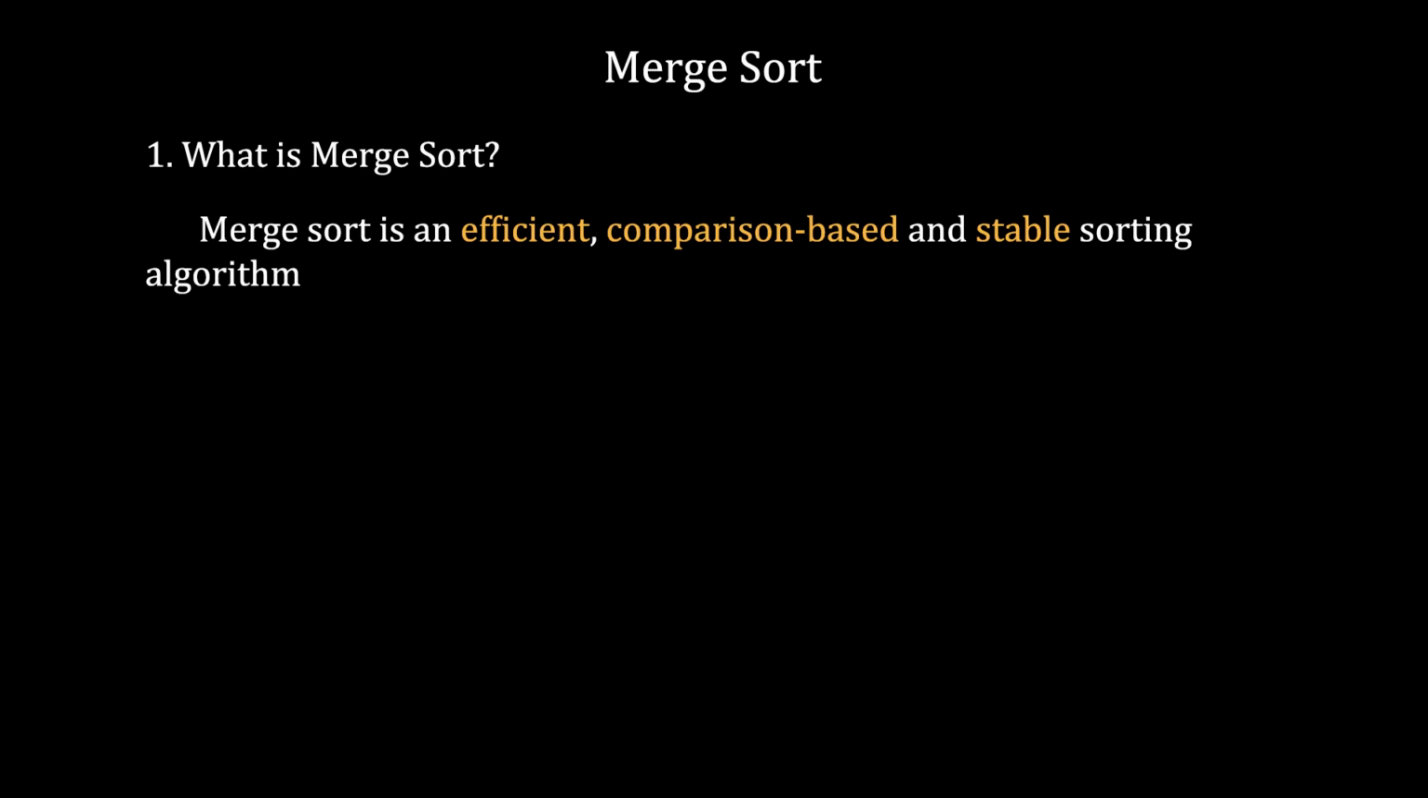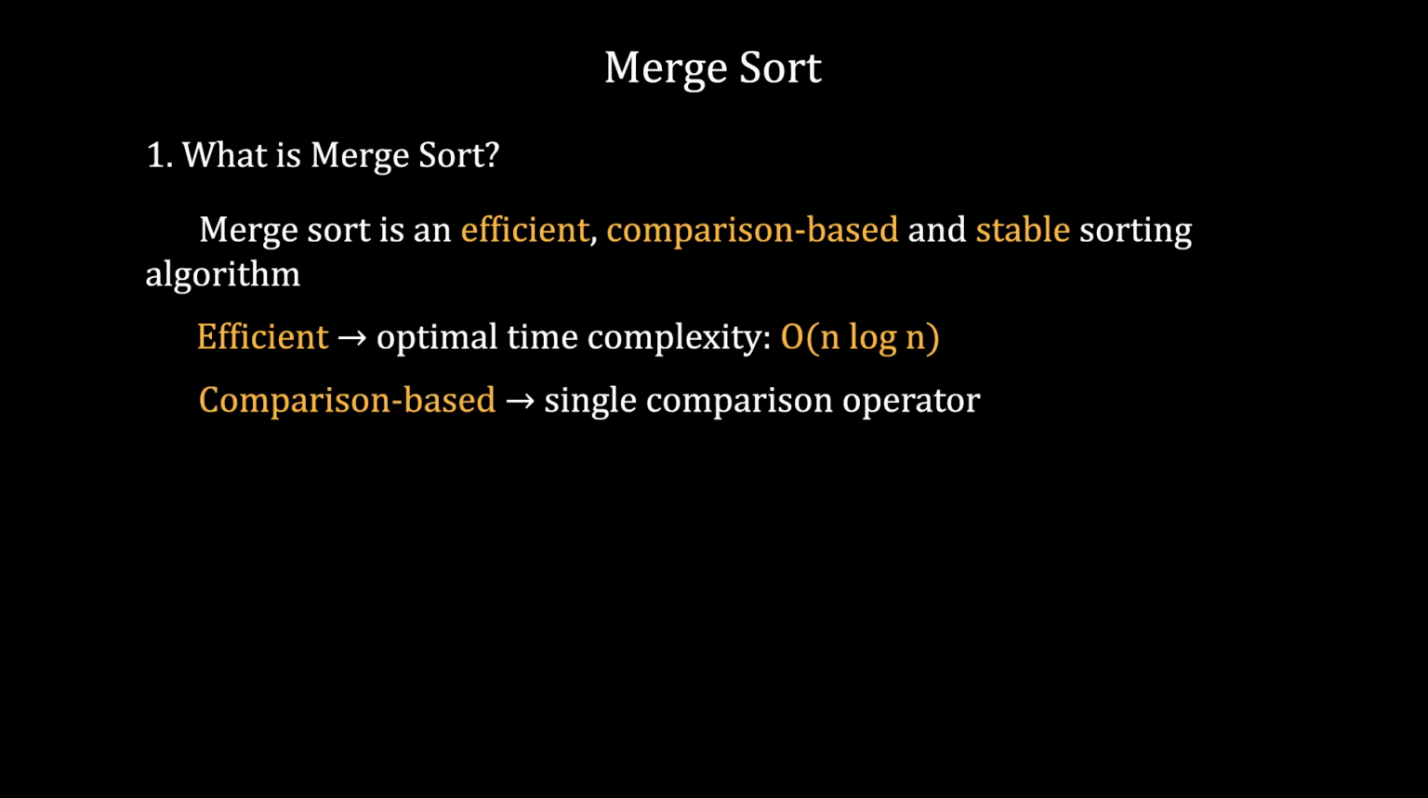Merge sort is an efficient, comparison-based, and stable sorting algorithm. So, what does efficient mean? It means that it runs in the optimal time complexity possible of sorting an array of objects, and that is big O of n log n. What does comparison-based mean? It means that it is based on a single abstract comparison operation which determines which of two elements should occur first in the final sorted list.